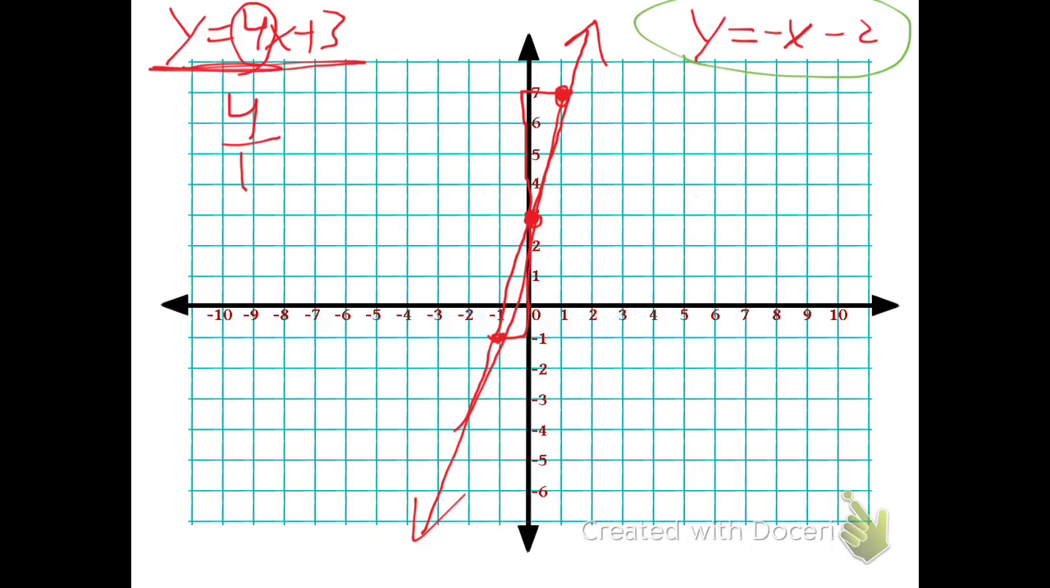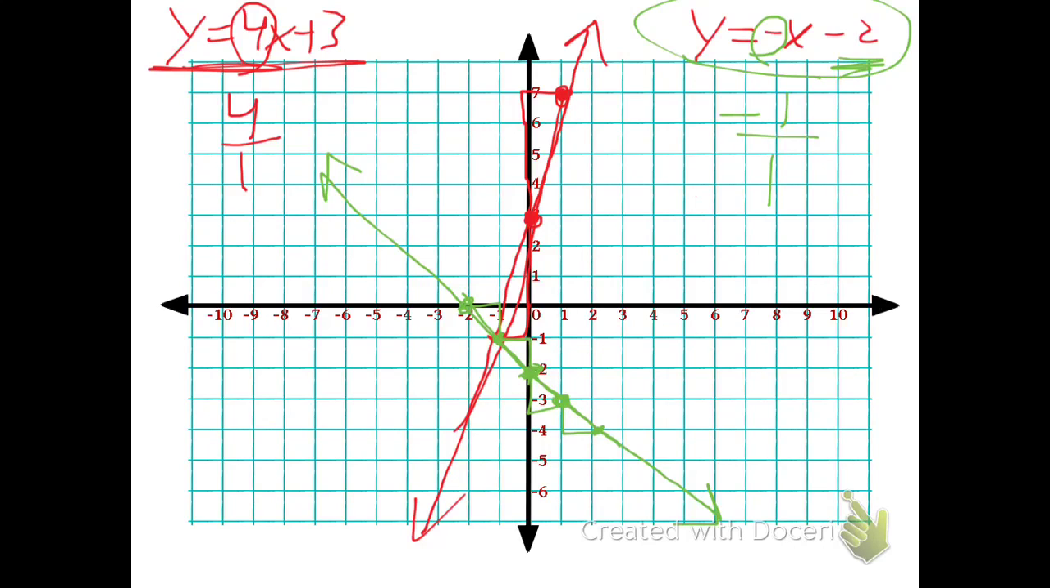Now I'm going to graph the right one with green. This has a y-intercept of negative 2, so I'm going to put a dot there. And there's a negative in front of the x, which means my slope is negative 1, or negative 1 over 1. So I can graph this by going down 1, right 1, putting a point there, down 1, right 1, putting a point there. Or I can go the other way. I can go up 1, left 1, put a dot there, up 1, left 1, put a dot there. And my graph is starting to look like this.